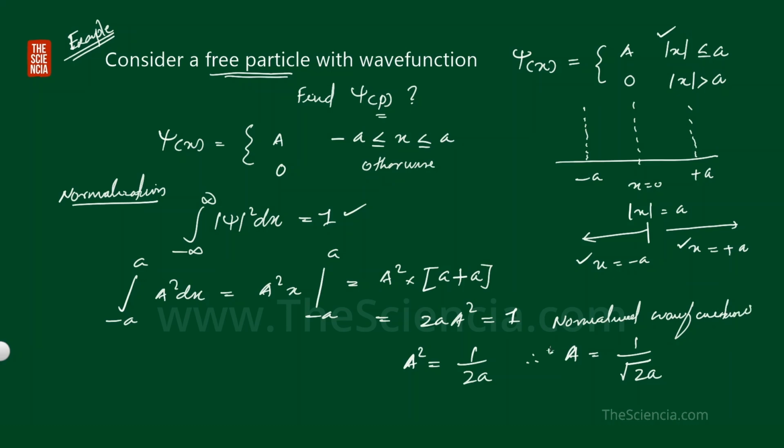So now we got the normalized wave function. Now we have to substitute this value in this equation. Here in this question, what do we want to find out? We want to find psi of p. So what we have to do is take the Fourier transform of psi of x.